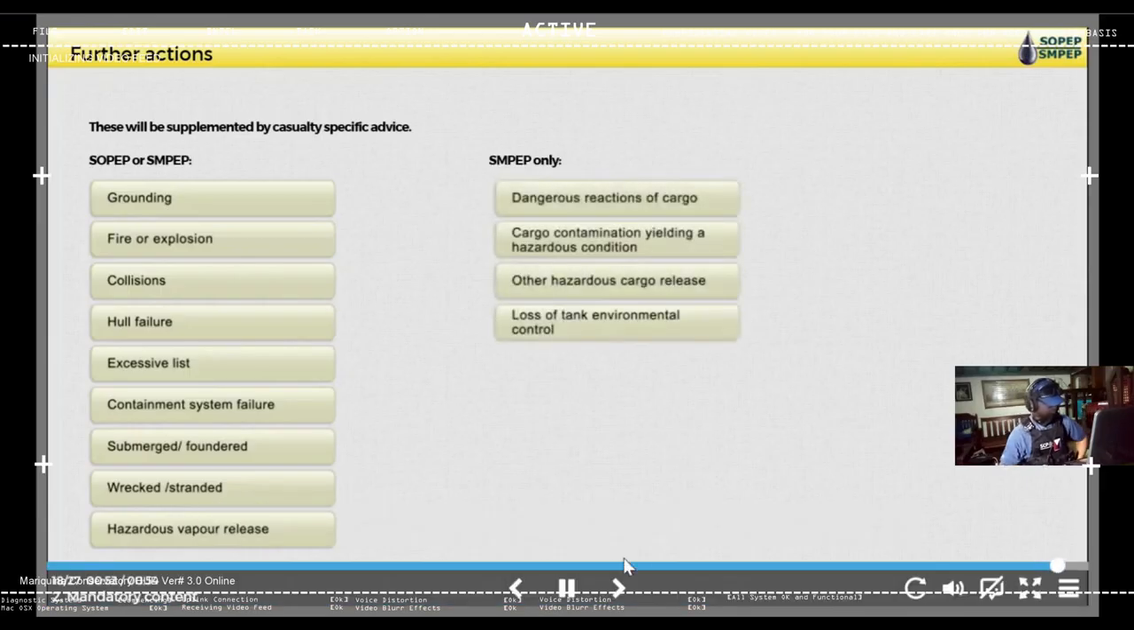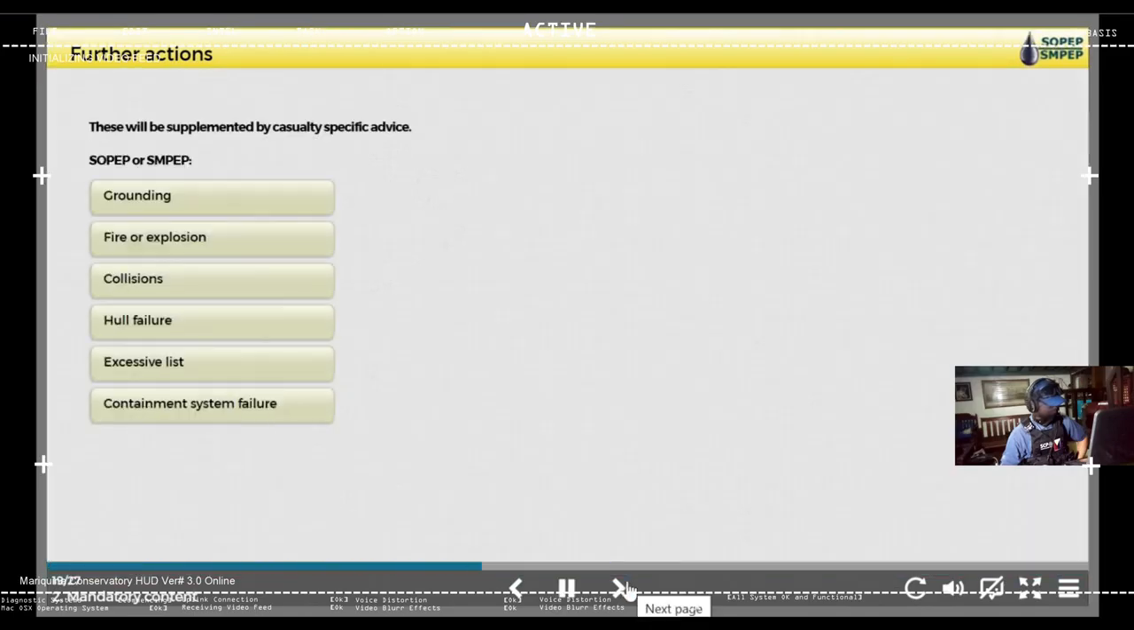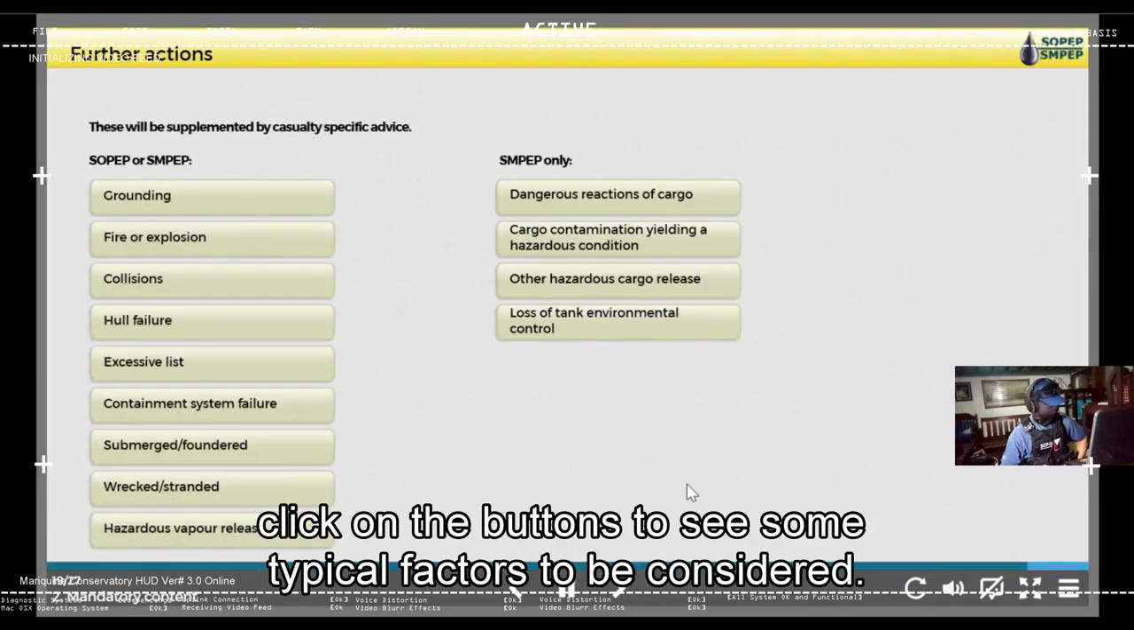Okay, I guess they're finished here. Click on the buttons to see some typical factors to be considered.